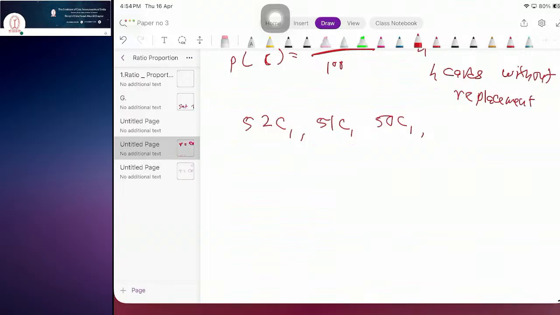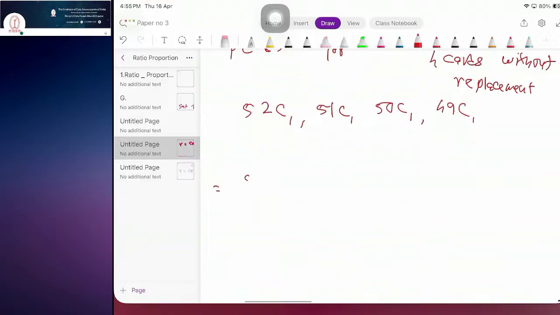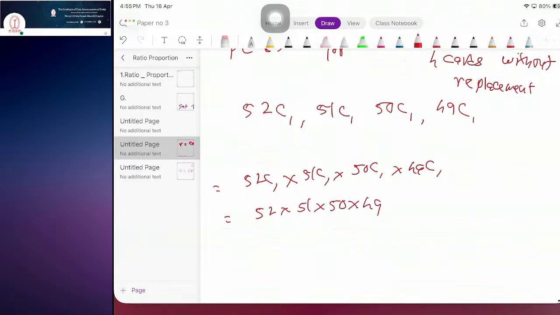So in the last case, when you are drawing the 4th card, 49 cards are there, and you are selecting the 1. So when you are finding out any 4 cards one by one without replacement, how many number of ways will be possible? First 52C1, and next time 51C1, 50C1 and 49C1. So 52 multiply by 51 multiply by 50 multiply by 49.